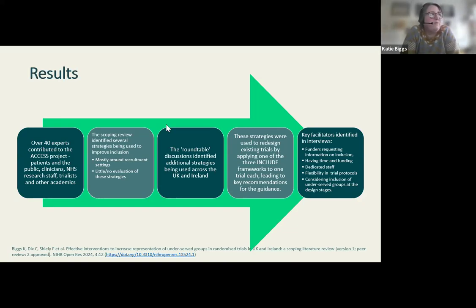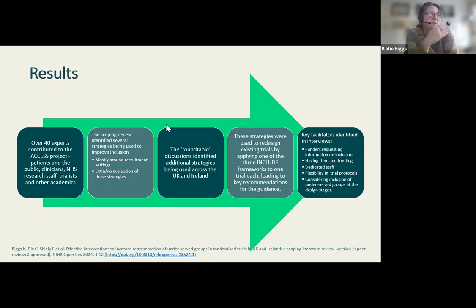In the scoping review, we identified only 7 papers. We were looking at methodology papers, so we weren't looking at trial reports to see what people had done. We just included trial methodology papers. We focused on the UK and Ireland, and we also only focused on 4 underserved groups because, as you can imagine, focusing on so many would make the scoping review quite difficult to manage in the scale of this project.